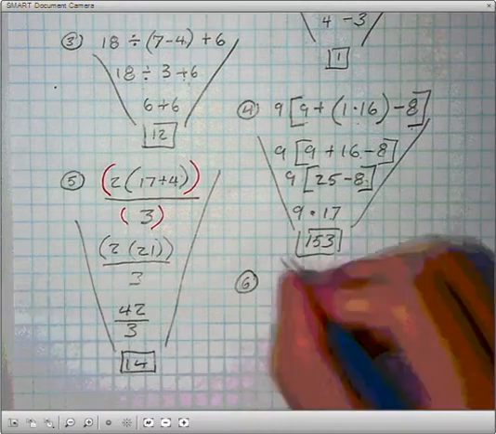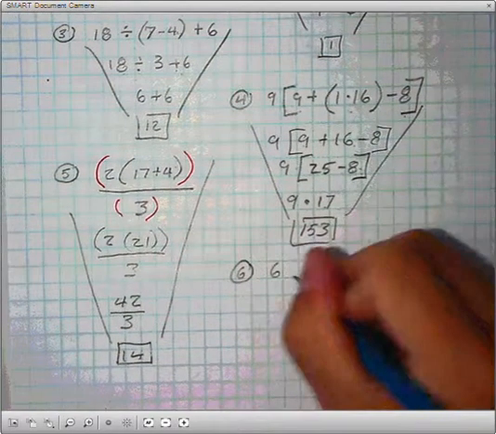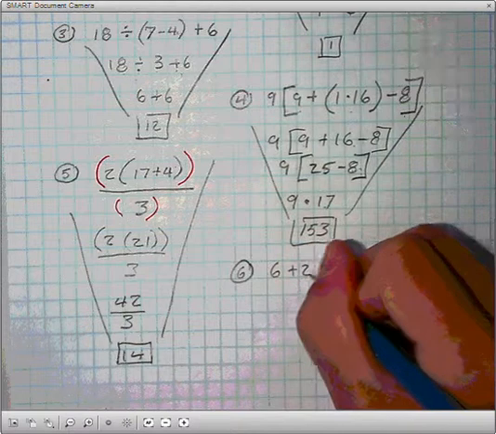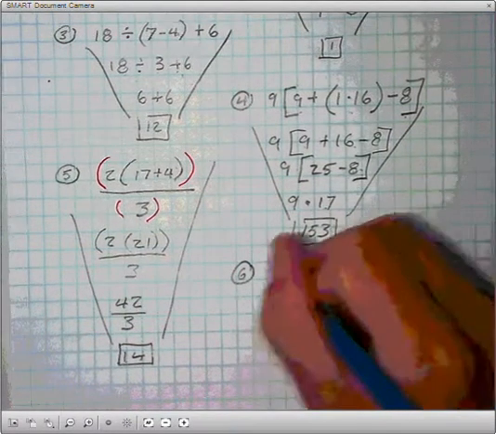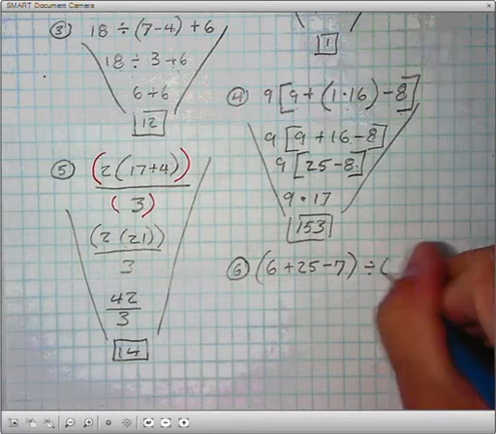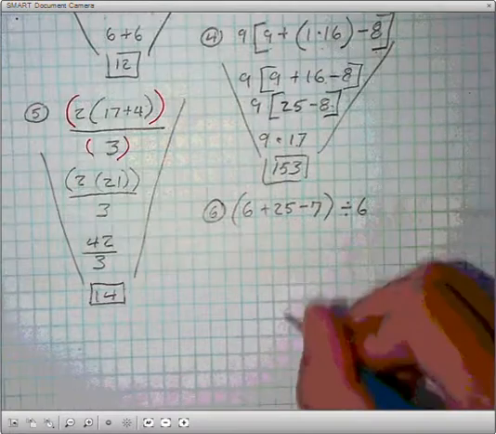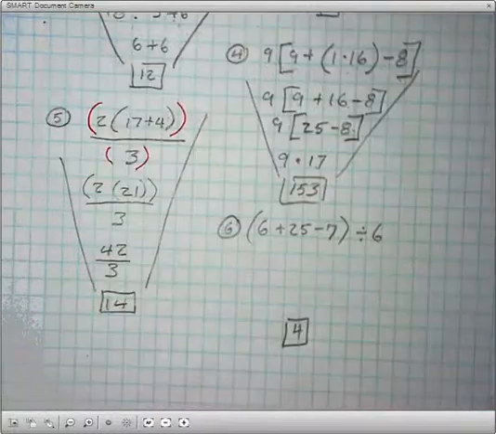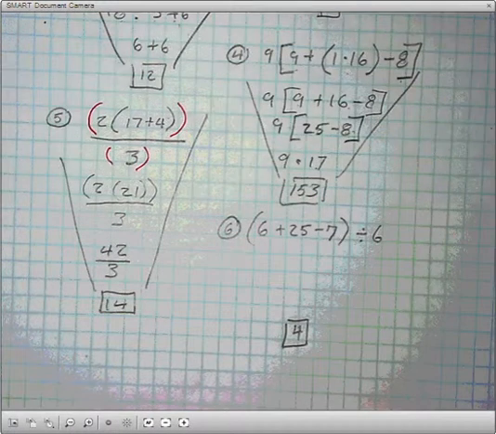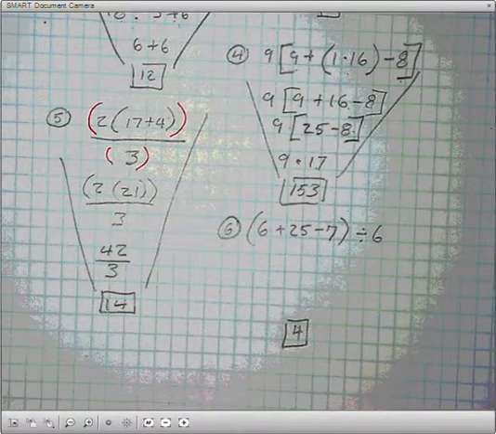All right, here's our last example. The answer to this problem is 4. You have to show me the steps to get there.